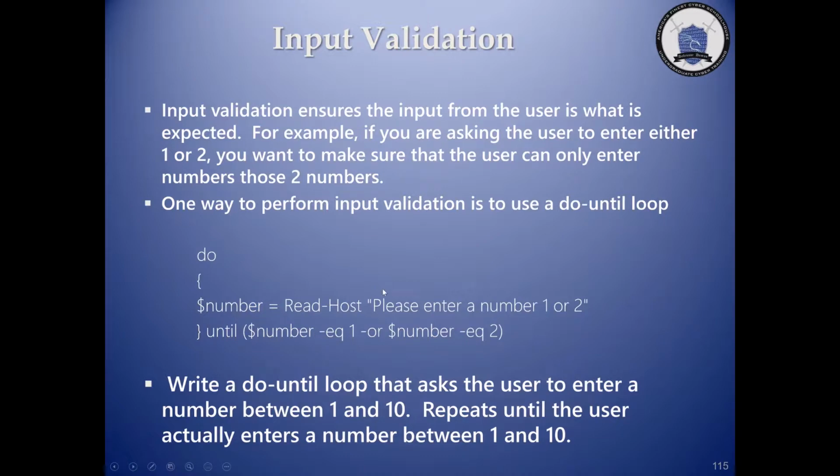Let's say they enter 1. Does 1 equal 1? Yes, that's true. Does 1 equal 2? No, that's false. But again, if we have an or with one true, it doesn't matter, right? It's still going to be true. And we do it until true, and then we escape.